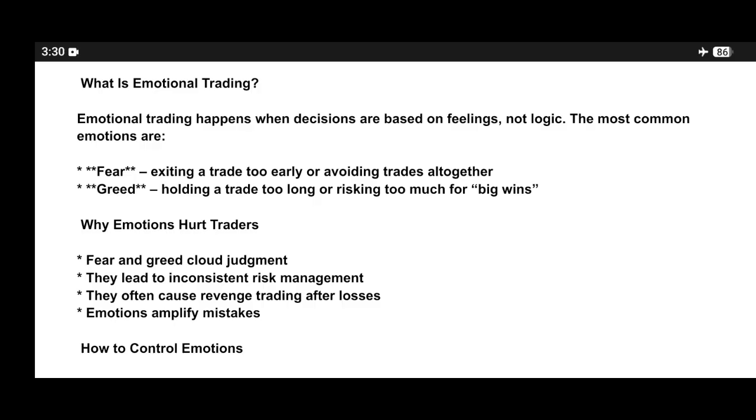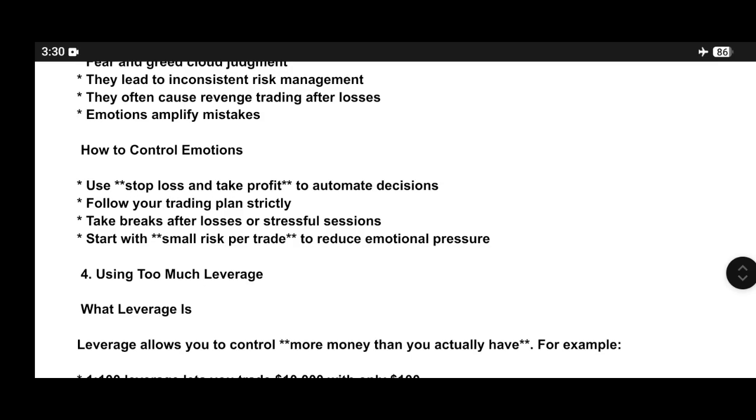Fear and greed cloud judgment. Yes, these are the reasons why emotions hurt traders. They lead to inconsistent risk management, and they often cause revenge trading after losses. Emotions amplify mistakes. How do you control emotions?